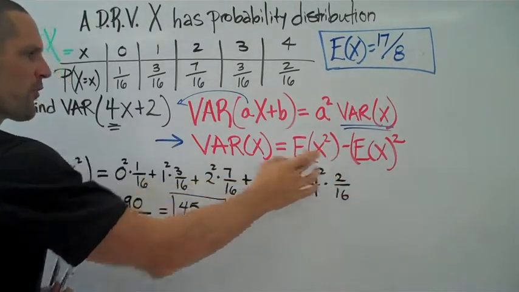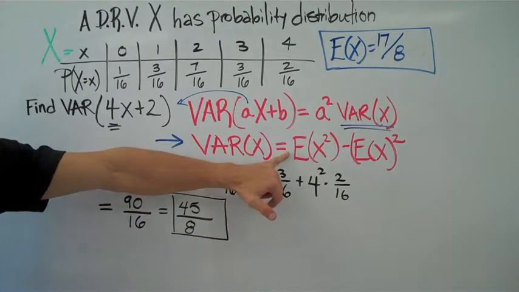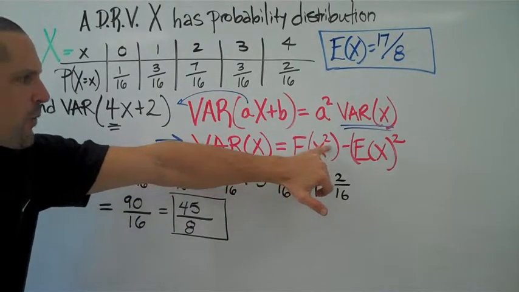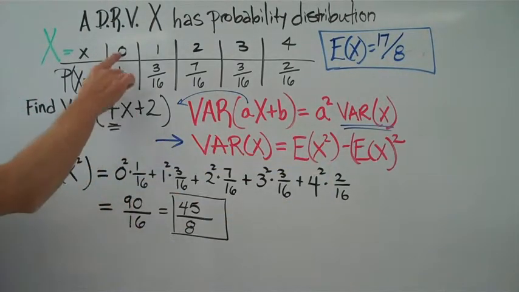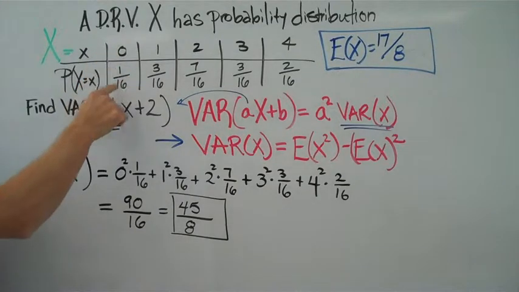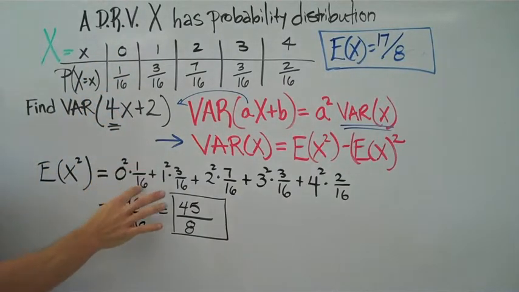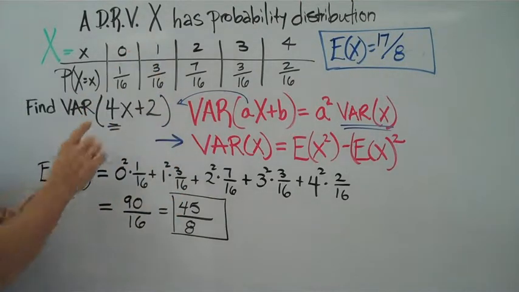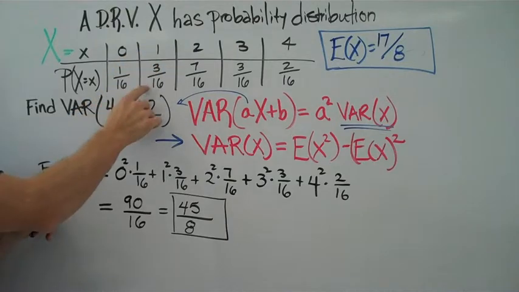I need to follow this formula, which requires me first to know the expected value of X squared. Well, that means I'm going to take 0 and square it and multiply by its associated probability, 1/16. 0 squared times 1/16. We're taking the sum, so add that to 1, because I'm finding X squared, 1 squared times its probability.